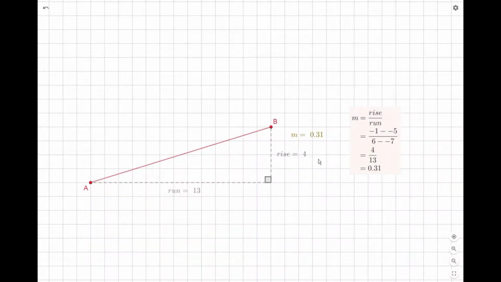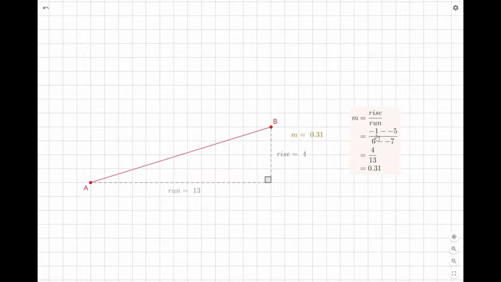Now let's find the gradient of a vertical line. What is the gradient of a vertical line? We are going to start with something we already know first, and then we'll work up to the vertical line. Here I have a slope from point A to point B. We know that the gradient is rise over run.